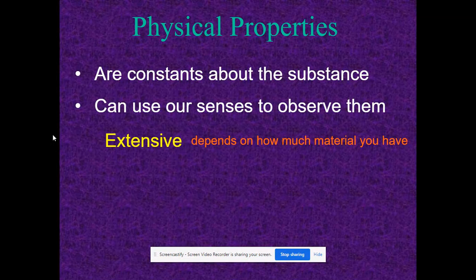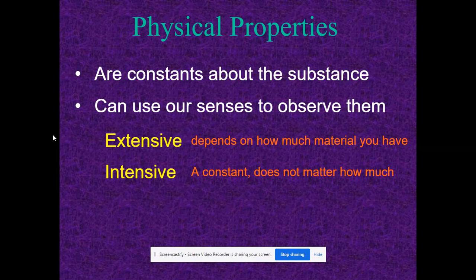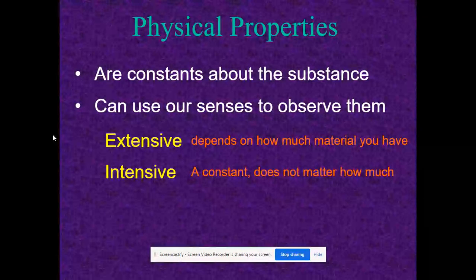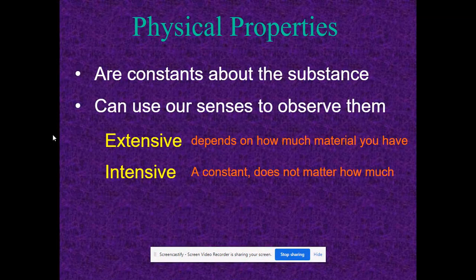The other kind of physical property is called intensive. Intensive means it's a property of the substance no matter how much you have, like color or density. Those are what we call intensive properties. Melting points and boiling points are also intensive because it's dependent upon what the substance is, but not how much you have of that substance.